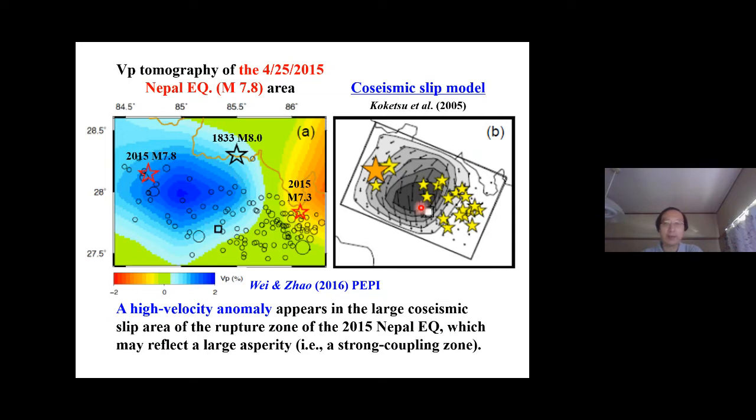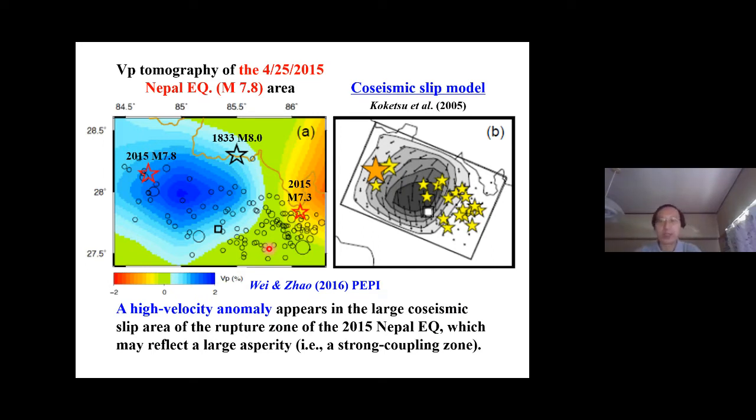This red figure shows the distribution of coseismic slip by Kobayashi and other co-workers. We can see quite a good correlation between a large coseismic slip area and a high velocity anomaly in the Himalaya megathrust fault. So it's similar to the results in the Tohoku earthquake area.